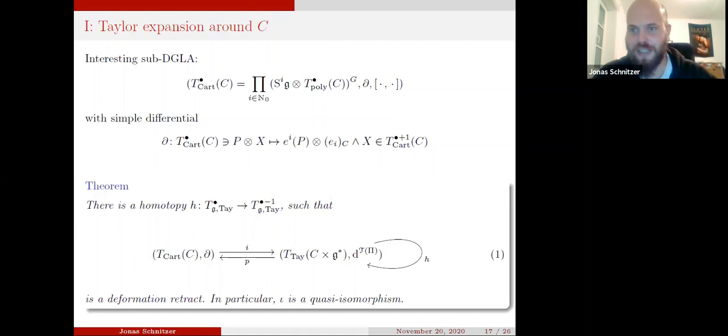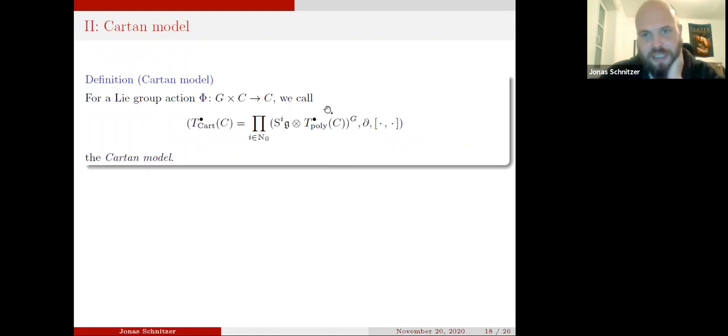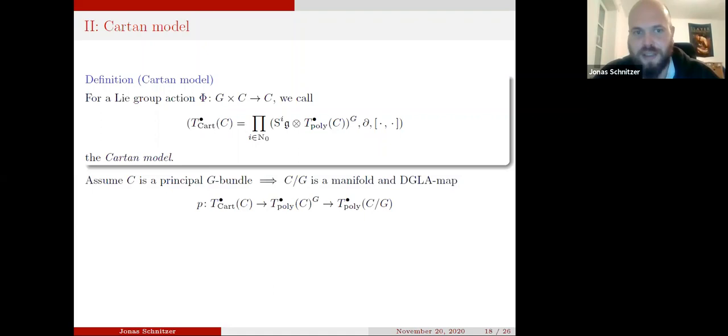Just a tiny definition. We call this the Cartan model. There are some reasons why we call this, basically because it's dual to the Cartan model for forms. And for the forms, we know that the Cartan model of a Lie group action, the cohomology for that is the cohomology on the base. So let's make a try. Assume that this C is a principal bundle. Then we know that the quotient is a manifold.